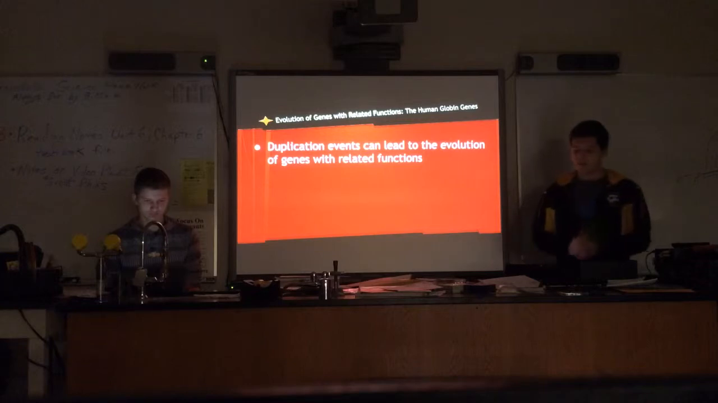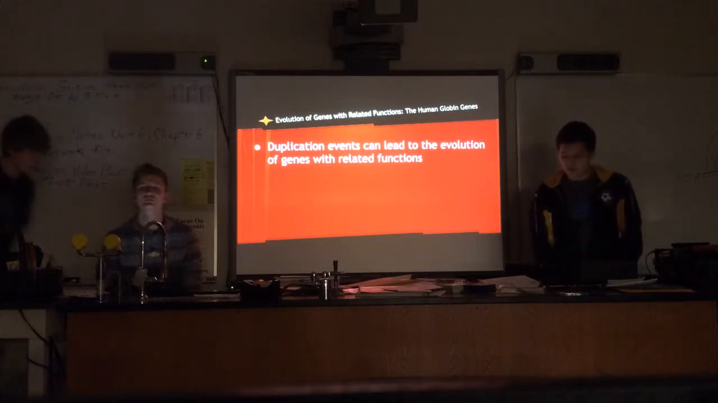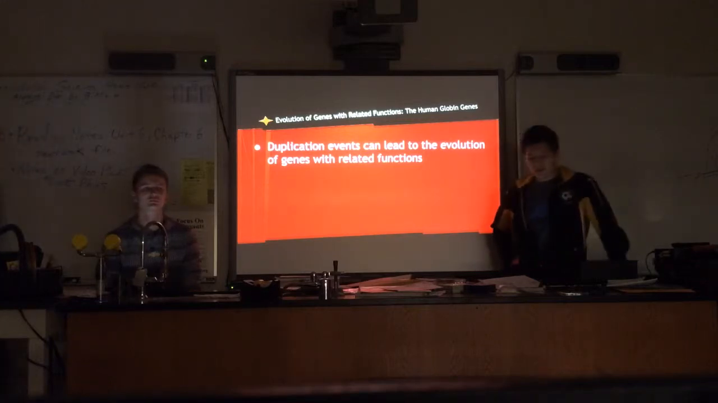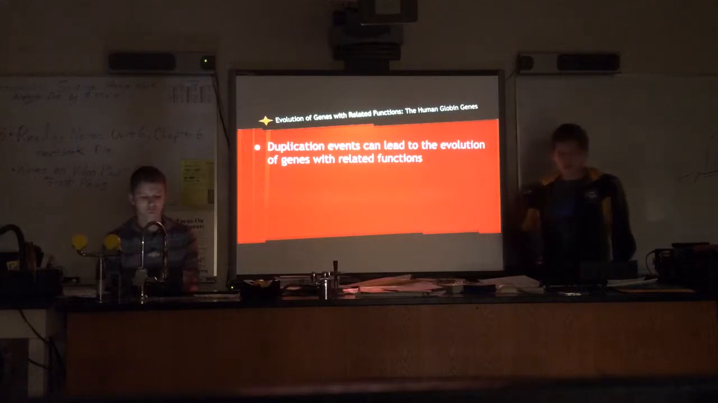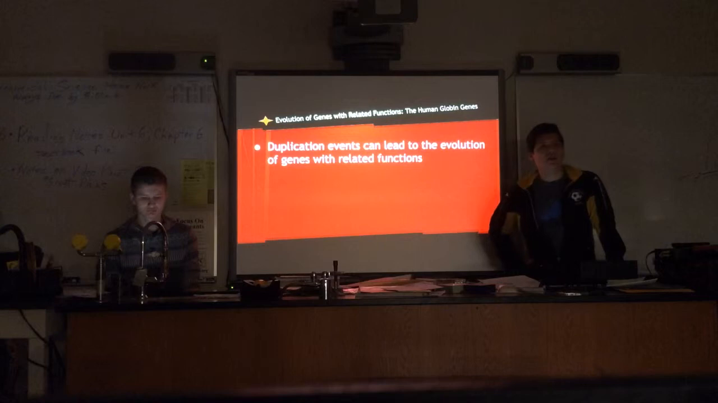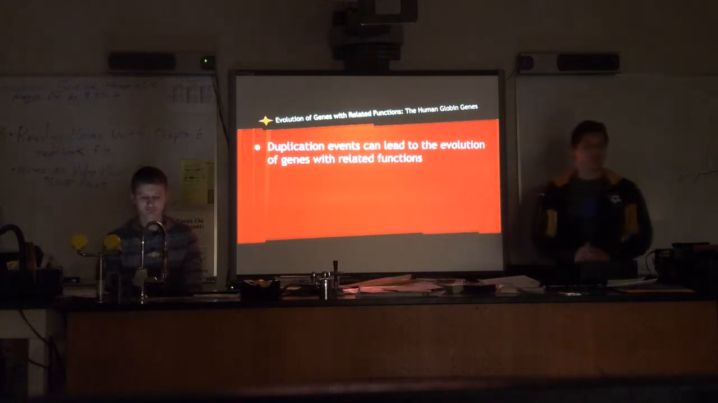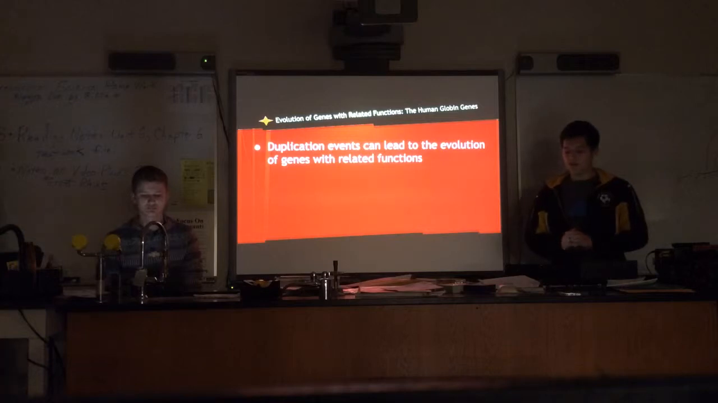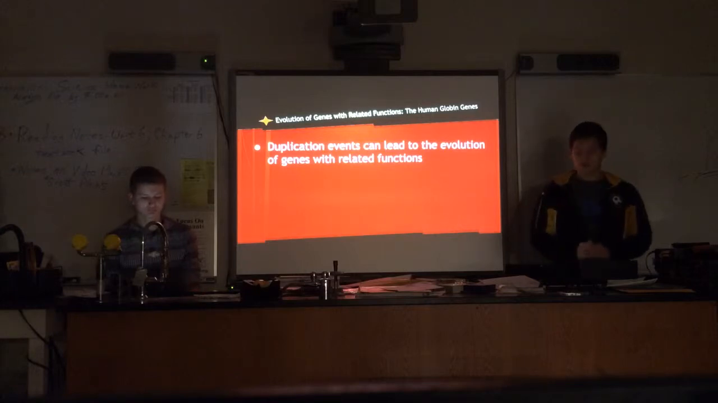Evolution of genes with related functions, human globin genes. Duplication events can lead to the evolution of genes with related functions, such as those of the alpha and beta gene families, which in the next slide I'll show you a chart of. This approach to recreating evolutionary history of the globin genes indicates that they all evolved from a common ancestral gene that underwent duplication and diverged into the alpha and beta ancestral genes.